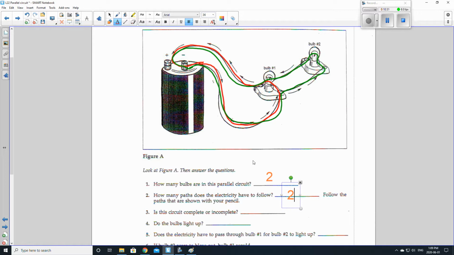Is the circuit complete or incomplete? The circuit is complete. Everything is connected, so I'm just going to circle complete. Do the bulbs light up? The answer would be yes.